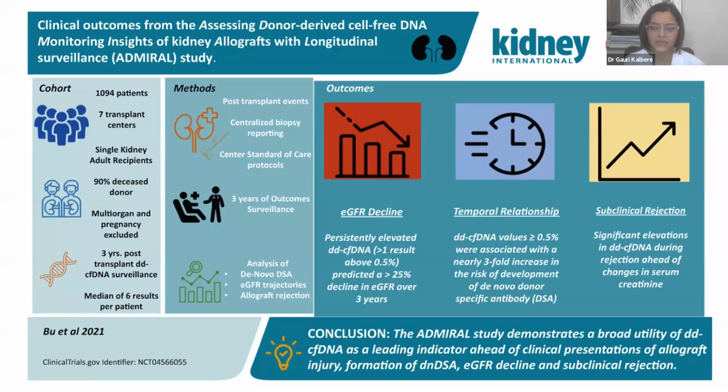And what is important from this study is that the changes in the serum creatinine succeeded the changes in donor-derived cell-free DNA. So it's a great thing that we have an idea beforehand that the serum creatinine would likely rise. We have a rising level of donor-derived cell-free DNA on repeated samples. So basically a form of subclinical rejection.